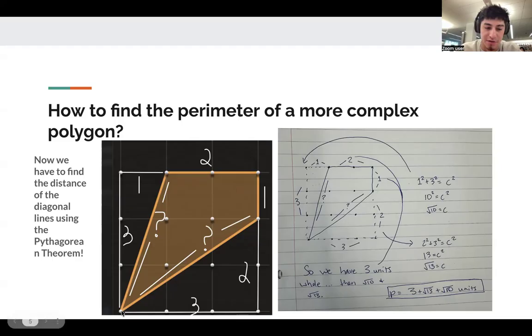And you do the same thing to find this length here, but instead of a 1 by 3, we have a 2 by 3. So now you do a squared plus b squared equals c squared. So we have 2 squared plus 3 squared equals c squared. 2 squared is 4, 3 squared is 9, 9 plus 4 is 13. Sorry, no, that's right, yeah, 13. And then here we have c squared, so you square root it. So we have square root of 13 equals c. So as you can see, we always leave the units as a whole first. We have 3 plus square root of 13 plus square root of 10.